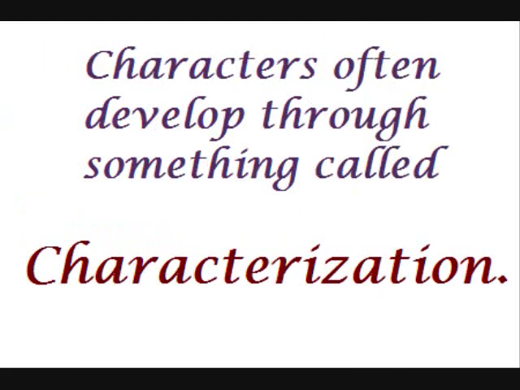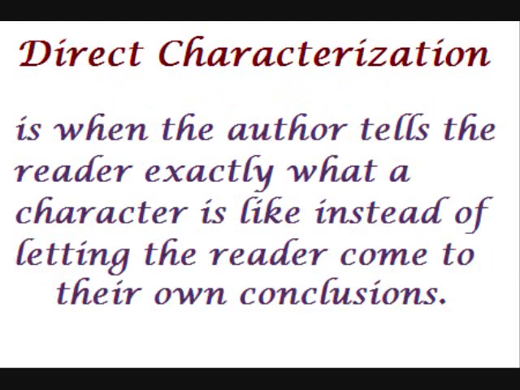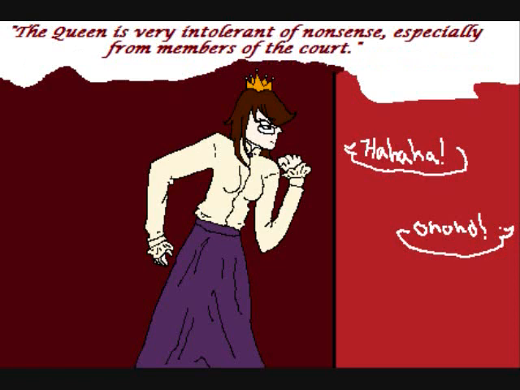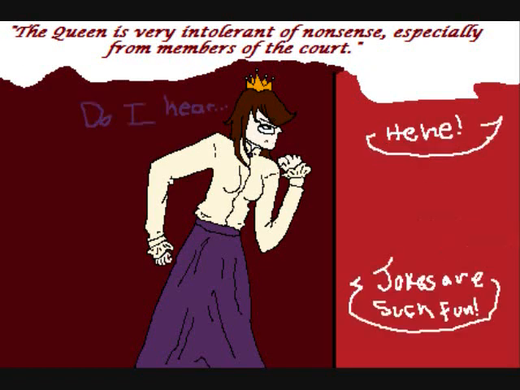Characters often develop through something called characterization. Direct characterization is when the author tells the reader exactly what a character is like, instead of letting the reader come to their own conclusions. For example, the Queen is very intolerant of nonsense, especially from members of the court.